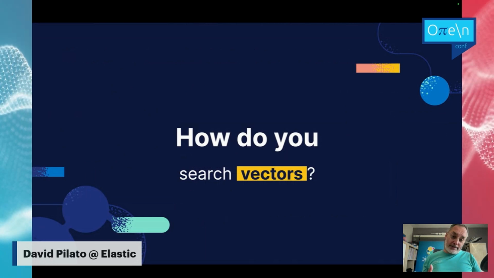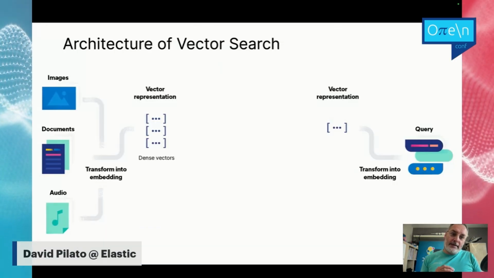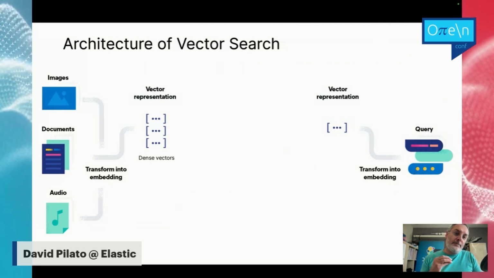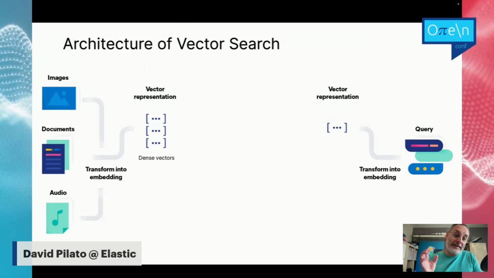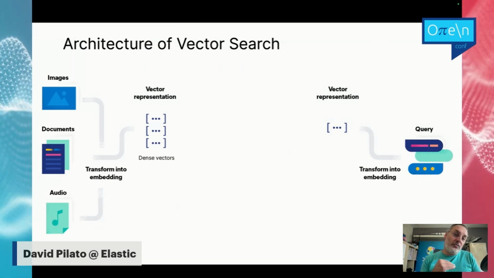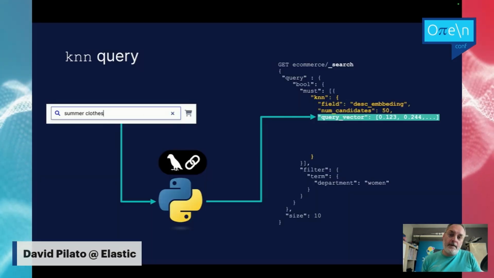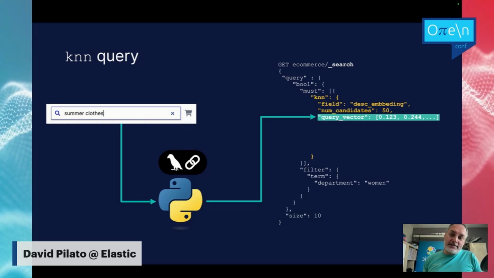How do you search then? That's the second part. You have a query sent by a user, and you are going to transform the query made by the user using the same machine learning model that you used at index time. You are going to use the same one at search time, and build a vector representation of what you are searching for. How does it work? It works with a KNN query inside Elasticsearch.